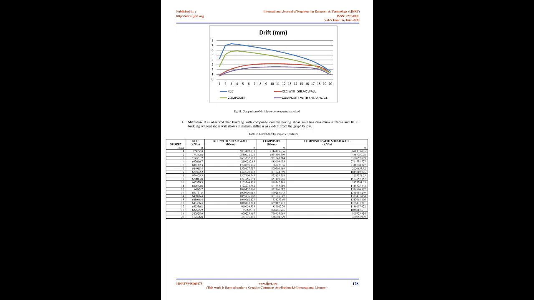4. Stiffness. It is observed that building with composite column having shear wall has maximum stiffness and RCC building without shear wall shows minimum stiffness, as evident from the graph below.